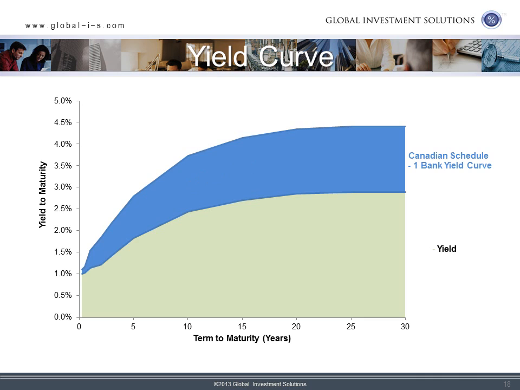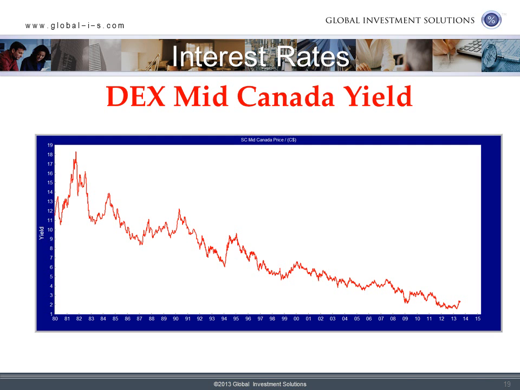So you can see for 5 years we have 1.8% for the Government of Canada, an additional 1% for the bank premium to get to 2.8%. These numbers change as you move out along the term to maturity. So let's look at those two parts. Part 1 was the Government of Canada.